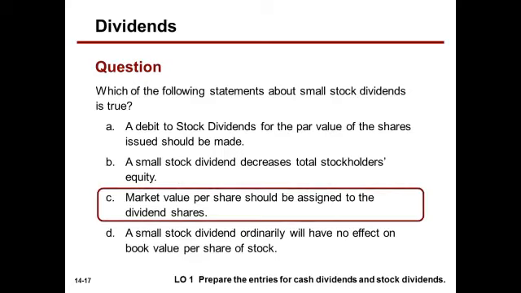C. The market value per share should be assigned to the dividend shares as the value of that stock dividend. That is, that's the value of the journal entry. Debiting or reducing retained earnings and crediting paid-in capital as shares are issued.